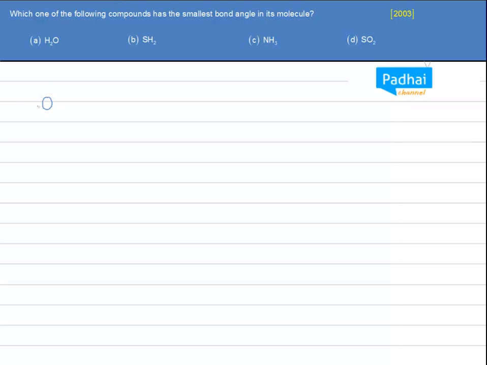Oxygen, it is having 2 OH bonds, right? And 2 lone pairs, right? So this kind of structure will be there. Similarly, SH2 will be having a similar structure like this. In these 2 compounds, what will be the bond angle? The angle between the OH bonds, this will be the bond angle, right?